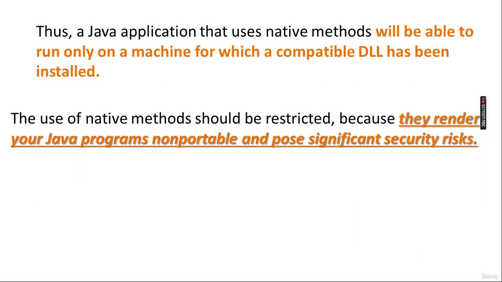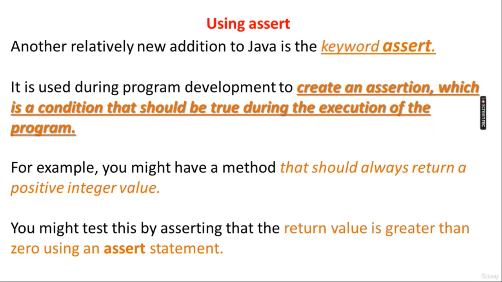The Java application that uses native methods will be able to run only on a machine for which a compatible DLL has been installed. Where your compatible DLL is present, there only you can use these native methods in your Java program. Use of native methods should be restricted because they render your Java program not portable and pose significant security risk. In short. Now the next keyword is assert.